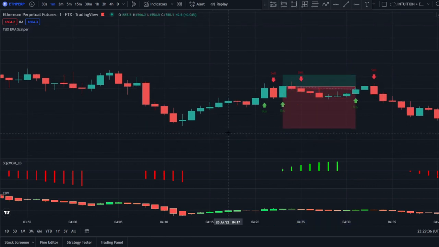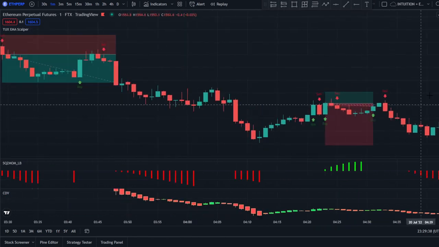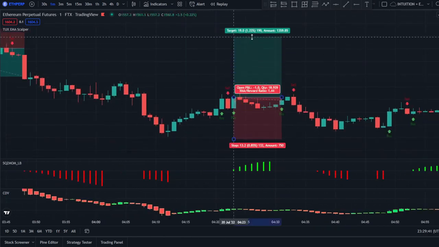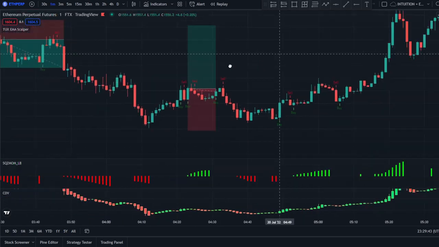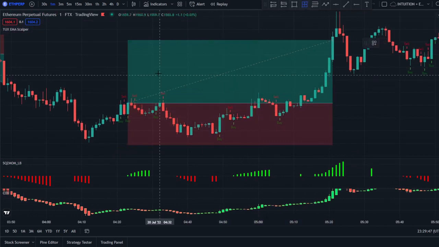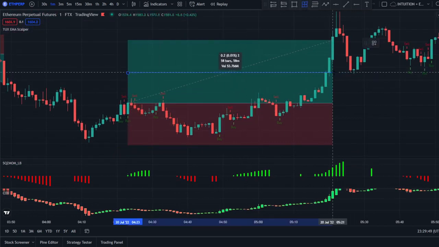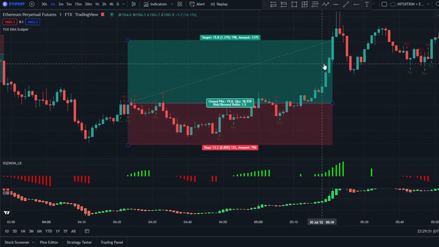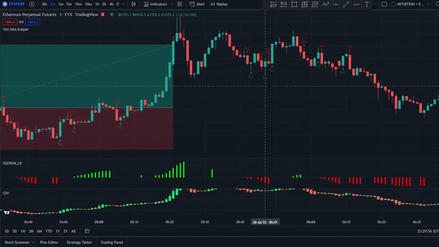Stop loss will be right below, and next up, we'll take a 1.5. And if we drag it all the way, this took us about 1 hour, but we have managed to scalp a big 1.27% just by using that trade.